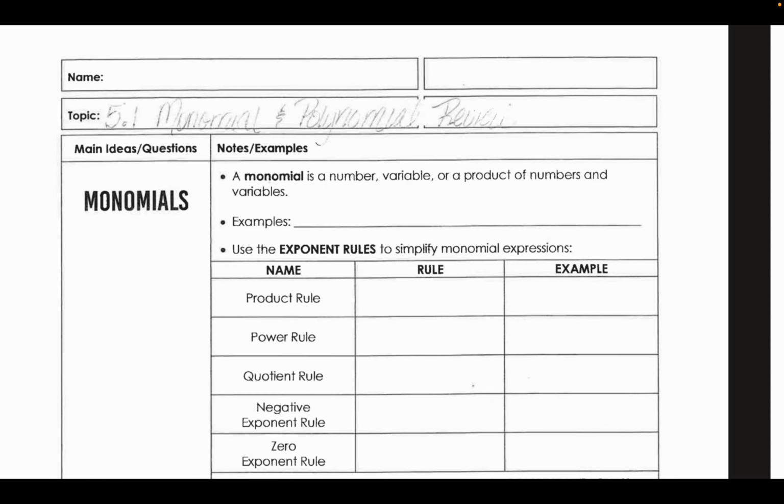A monomial, mono meaning one, is a number, variable, or product of numbers and variables. Notice, a, singular. So some examples could be just the number 4, or the variable x, or the product 7x, or like 3x squared y, for example. Those are all monomials. Features of monomials is that there's no addition or subtraction, essentially, as well as there is no variable in the denominator.